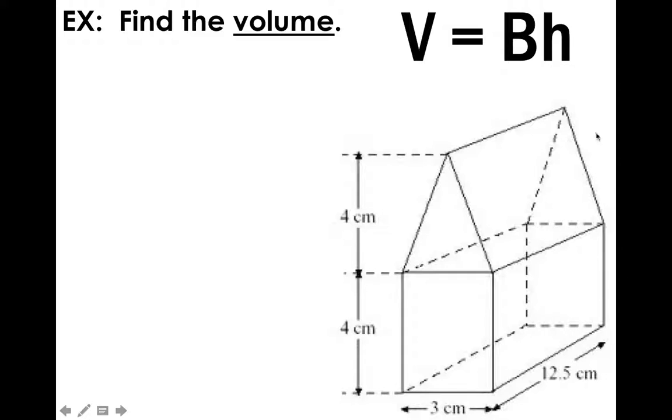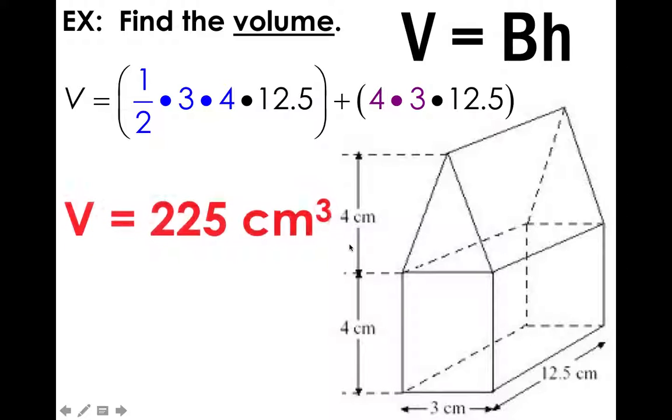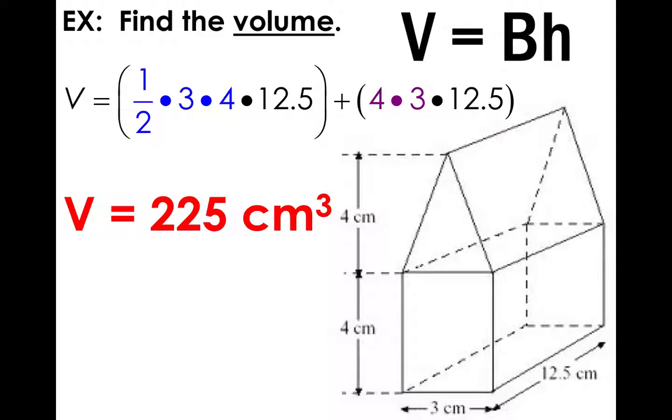It's basically saying that I have this prism up top, I've got this prism down below, and I want to just combine the two together. So when we combine them together, notice what you get. This part of the formula represents the volume of the top piece. This part of the formula represents the volume of the bottom piece. And then when I add those things together, notice what you get.